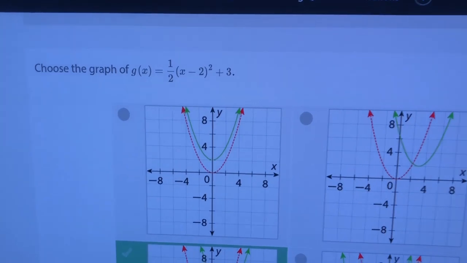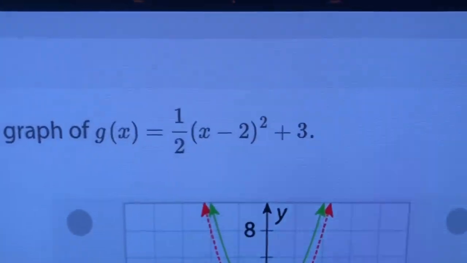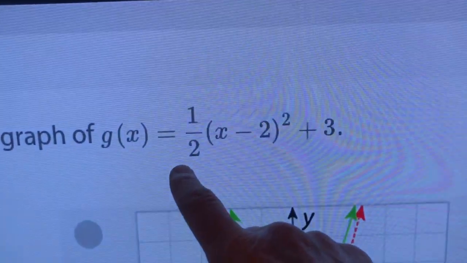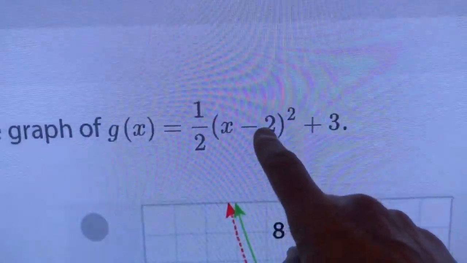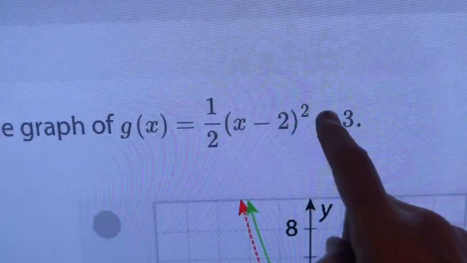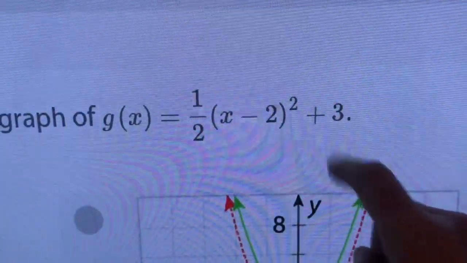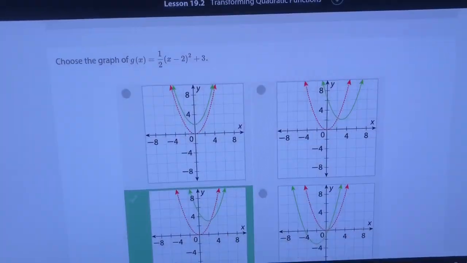So now, here's the new material. We know that the half makes the graph wider. Let's suppose we had an equation where we had x minus 2 in the quantity plus 3. How would that change our graph?